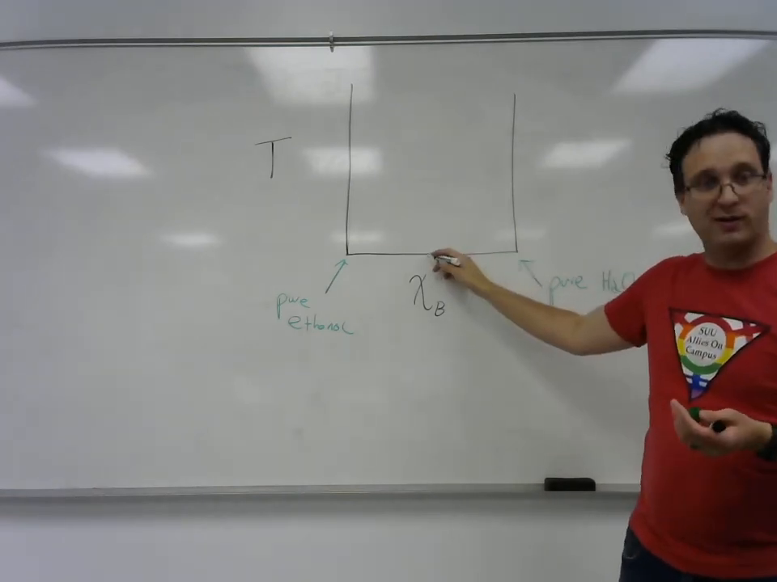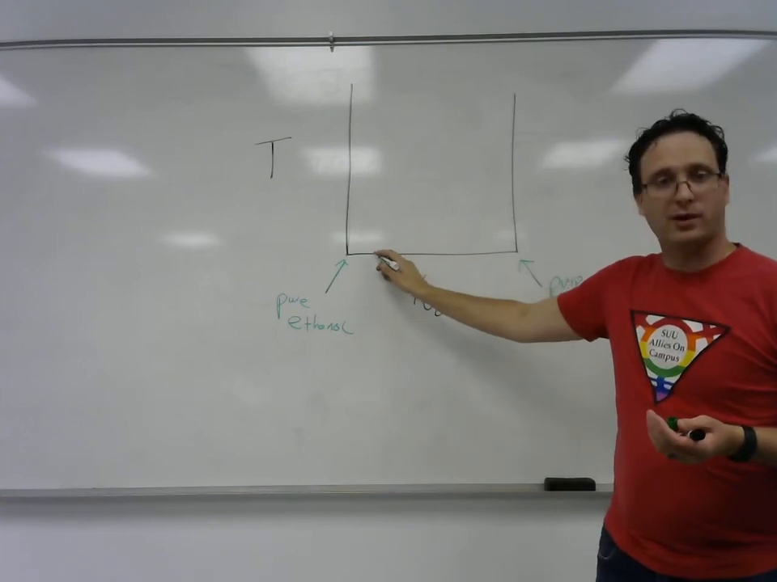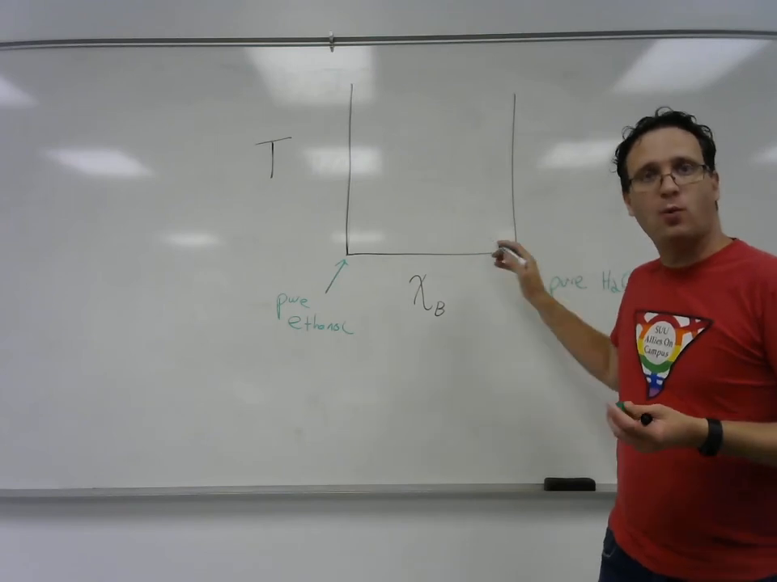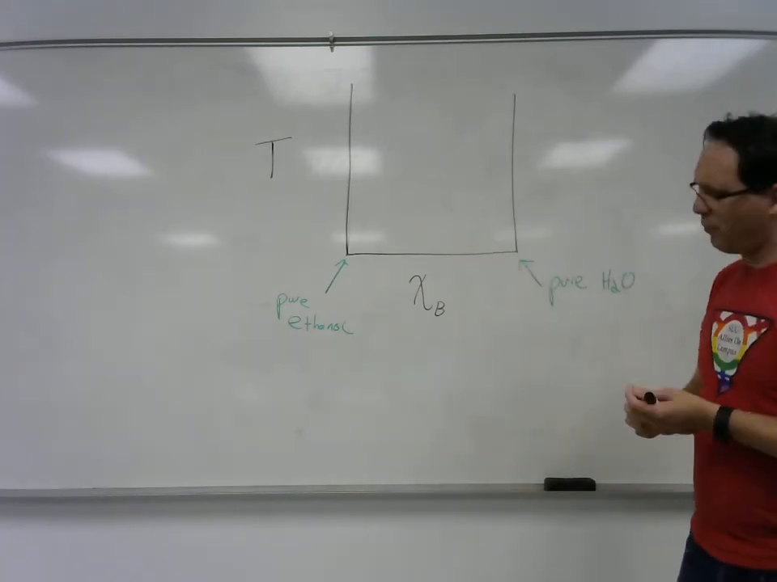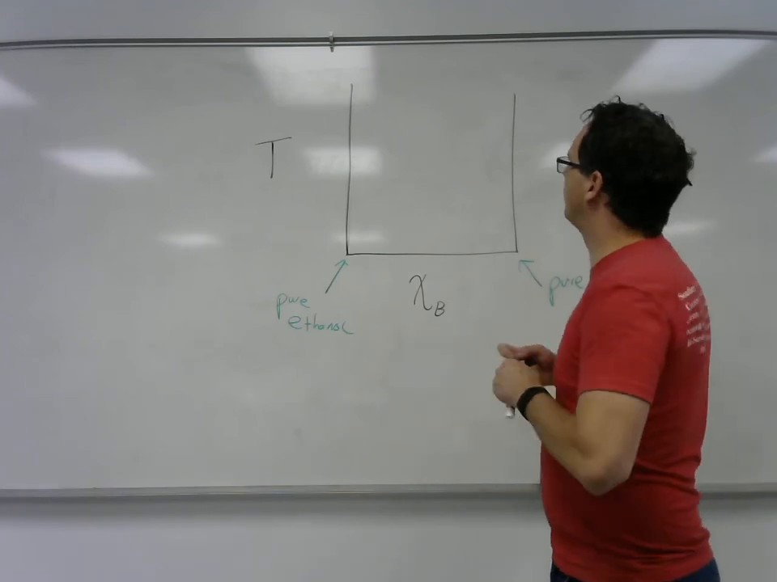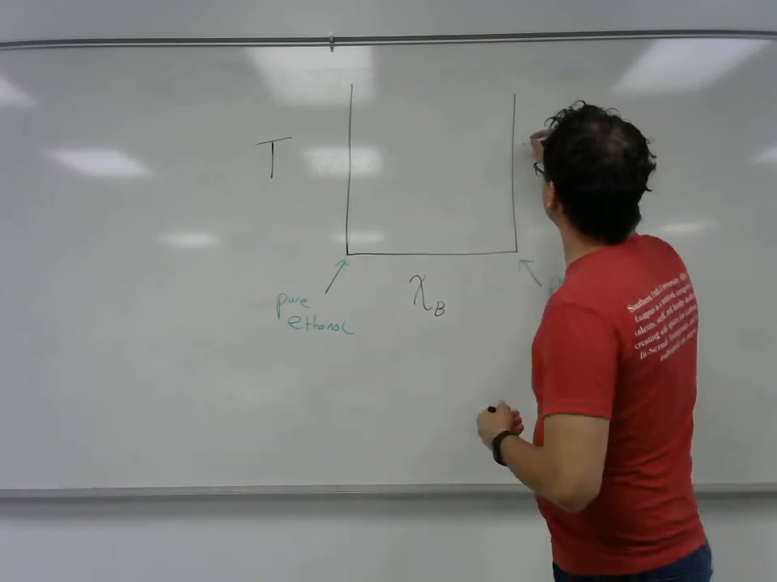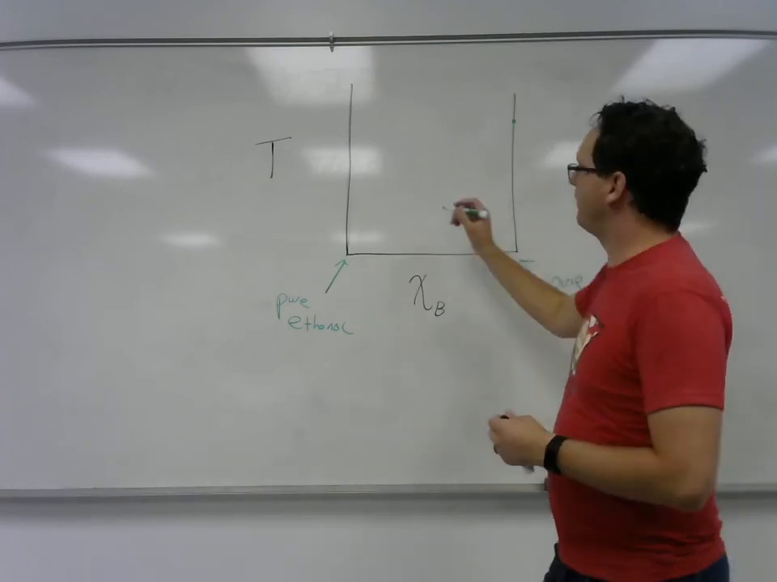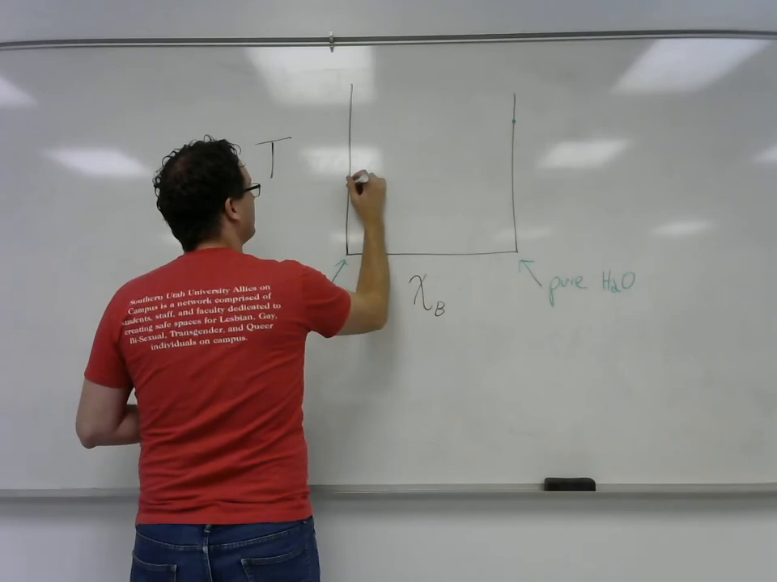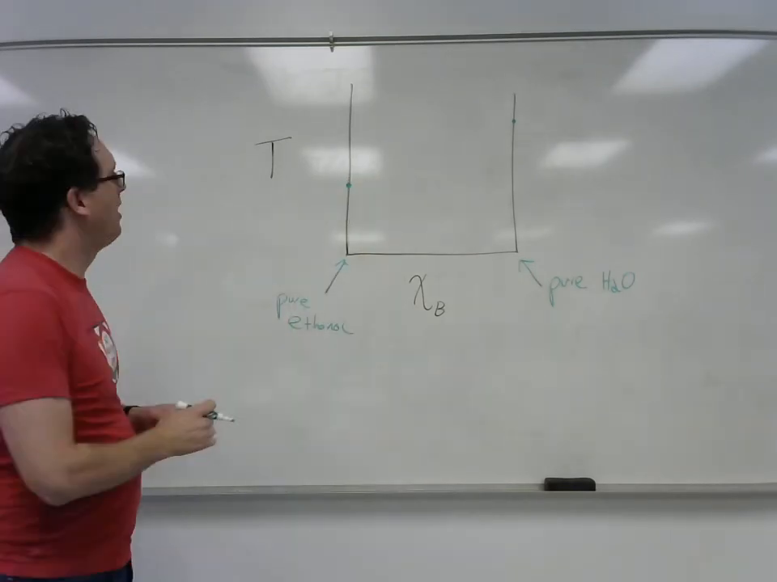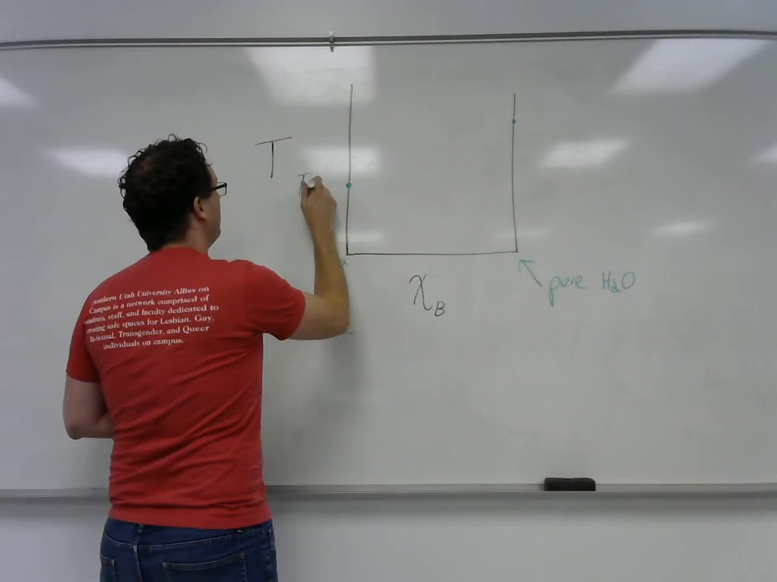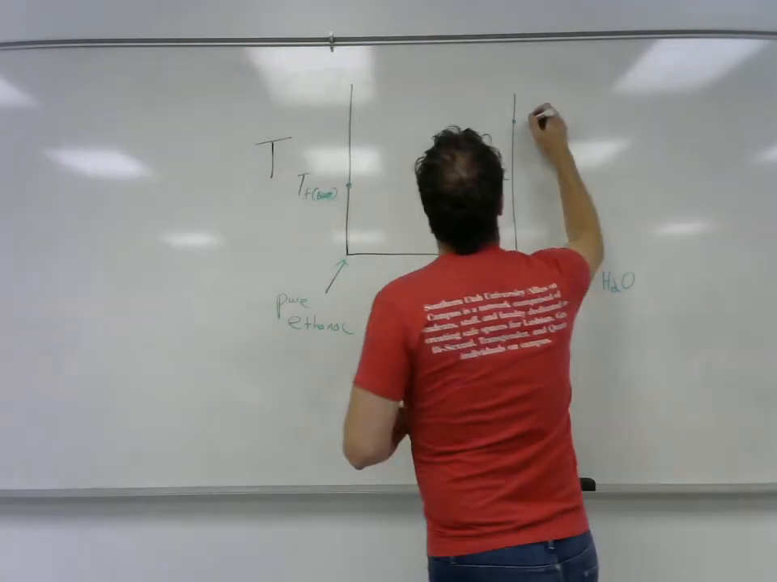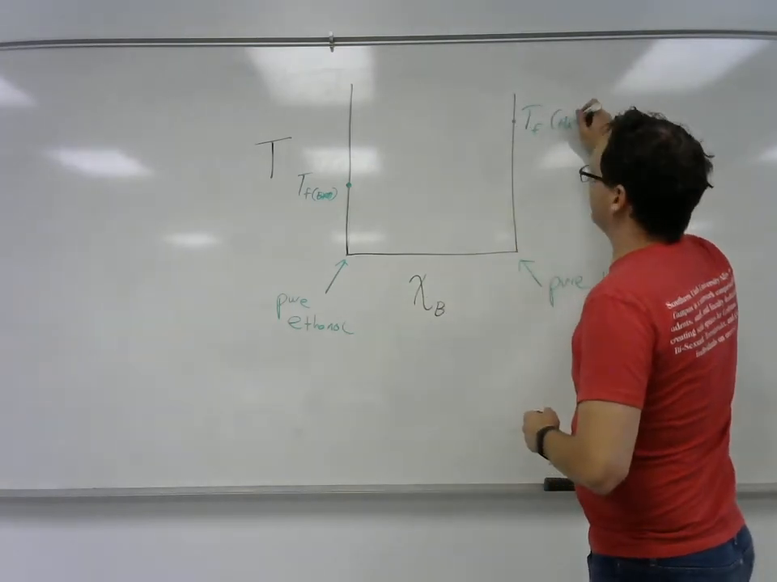Right in the middle would be half and half. This would be like 3/4 ethanol, 1/4 water. This would be 3/4 water, 1/4 ethanol. And what we can draw is a chart of the freezing points of these different solutions. So water has a freezing point at 0 degrees Celsius. I'm not sure what ethanol's freezing point is, but it is lower than water's. So this is the freezing point for pure ethanol, and this is the freezing point for pure water.